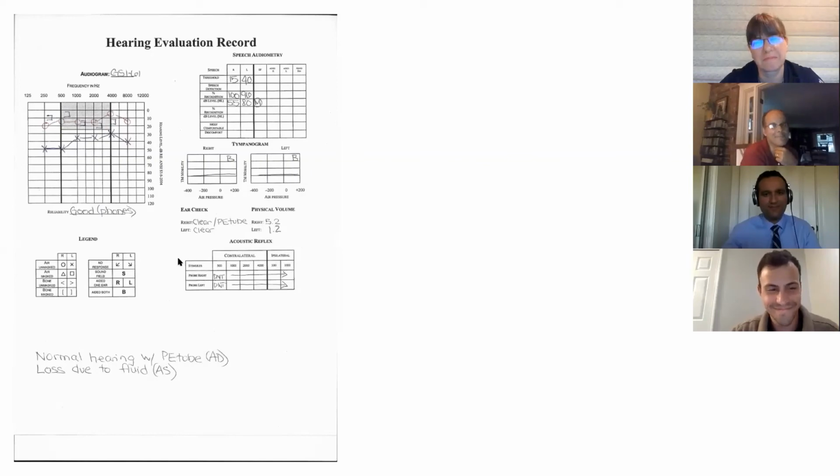All right, so normal hearing with PE tube. So the PE tube is working. So the point of this is ear tubes are good, right? They're really good. And fluid is bad. So if you're a kid in school and both your ears have fluid and you're hearing at 40 decibels and you're in the back of a classroom, you might have some trouble. But if you have your ear tubes and you're in the back of the classroom, you're good. So ear tubes are good.